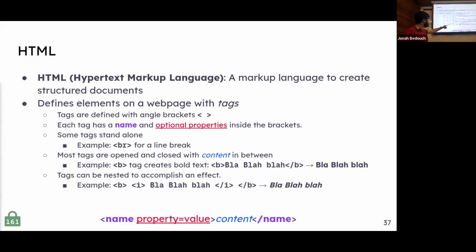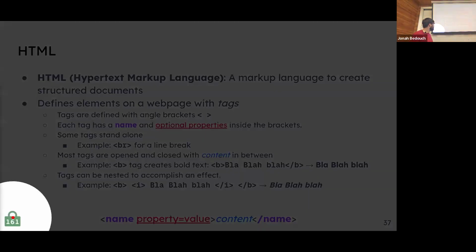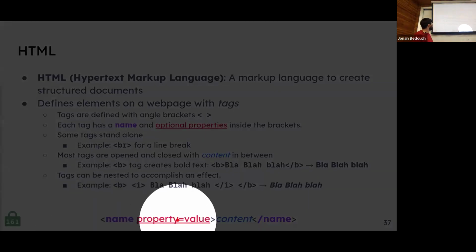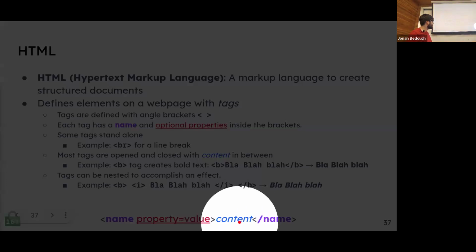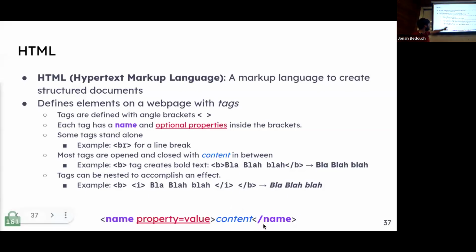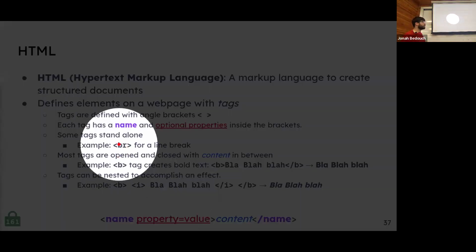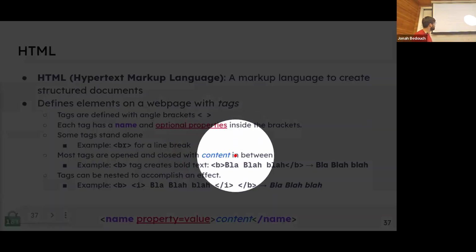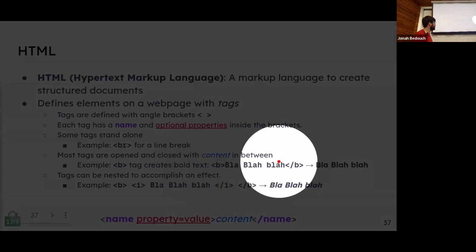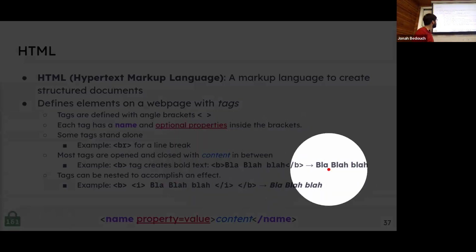Each tag has a name and any number of optional properties that live within the opening of the tag here, which are name equals value pairs, and maybe some content in the middle, and then a closing bracket. Some of the tags, a very small number of them, stand alone. So here, like BR, for instance, is not closed. It's just BR, and it's a line break. But most tags get opened and closed, and we put some content in there. So like here's an example of how you would make this text bold.